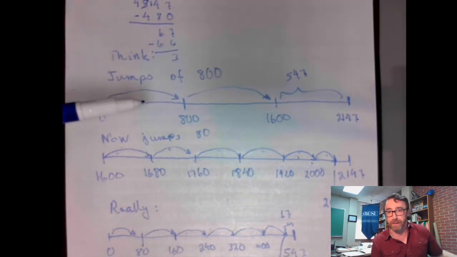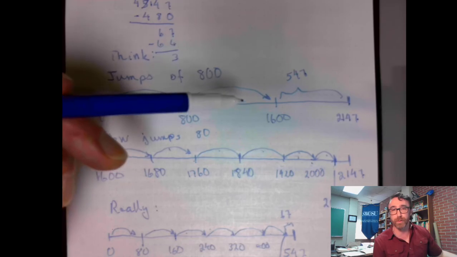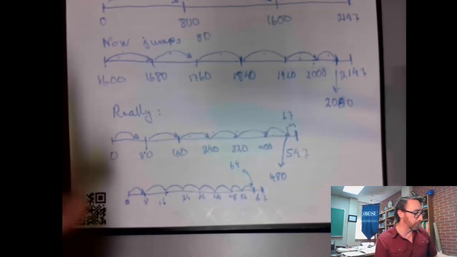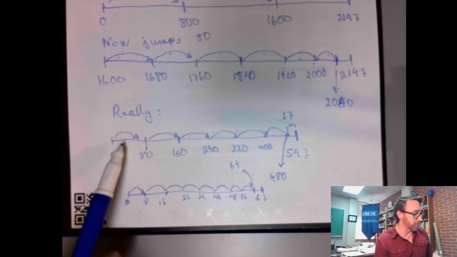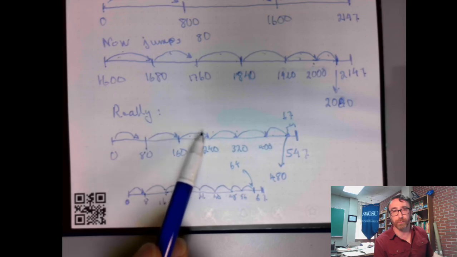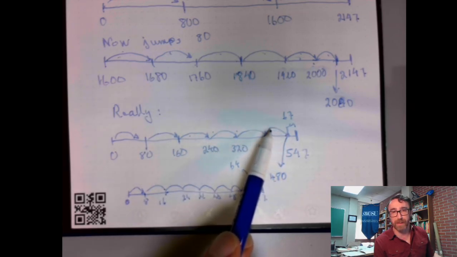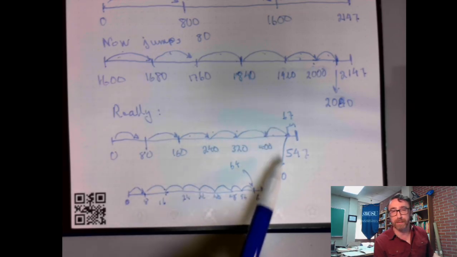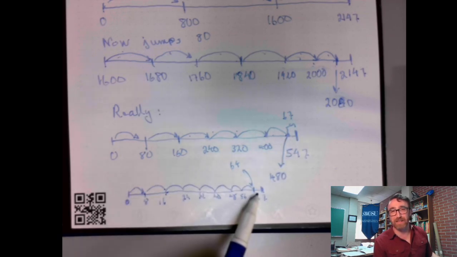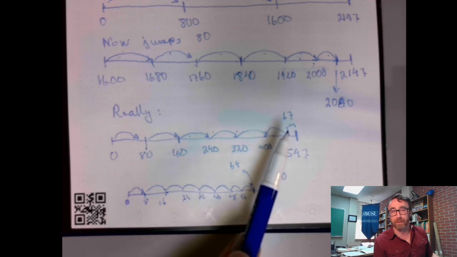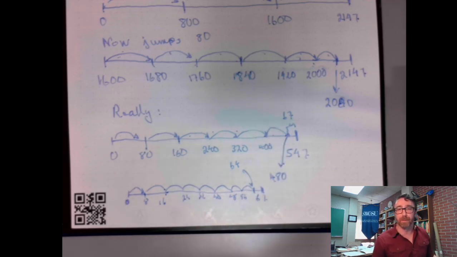So we can't use 8,000, let's use 800. We can do 2 jumps of 800. And then we focus on the gap. The gap was 547. And now we're going down to jumps of 80. 1, 2, 3, 4, 5, 6 jumps of 80. Gets us to 480. That's as close as we can get to 547. And then we had 8 jumps of 8, getting as close as we can to the remaining gap of 67.